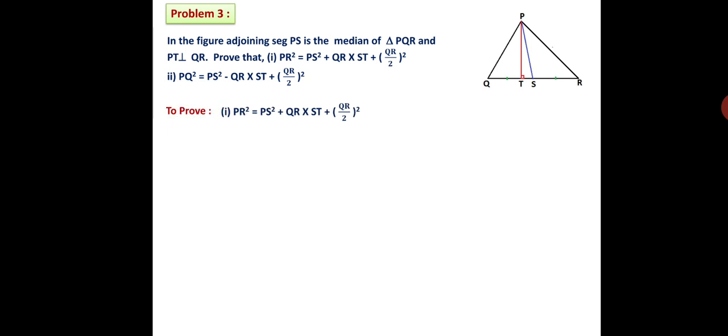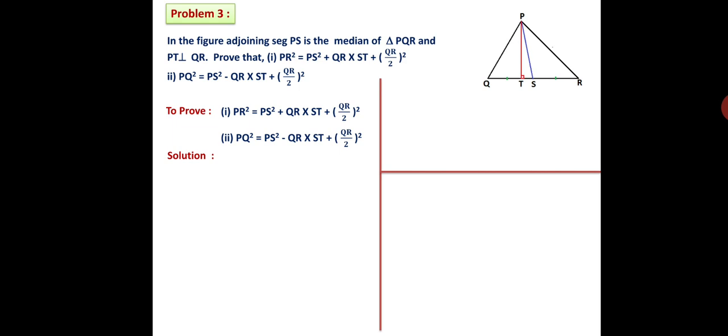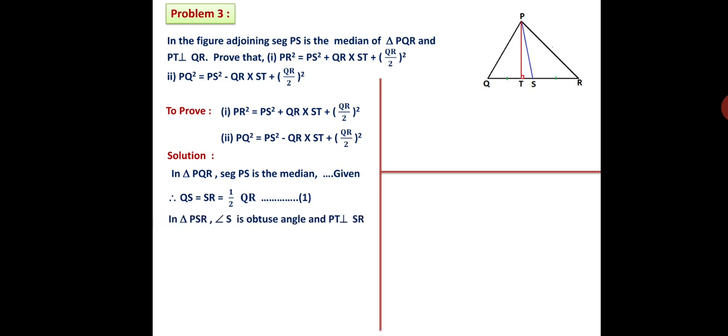First one, PR square is equal to PS square plus QR into ST plus (QR by 2) whole square. Secondly, PQ square is equal to PS square minus QR into ST plus (QR by 2) whole square. Friends, you could see in the figure that there are two triangles. One is acute and another is obtuse. So, in triangle PQR, PS is the median, means you can write that QS is equal to SR, which is equal to half of QR. But we will extract the triangle PSR.